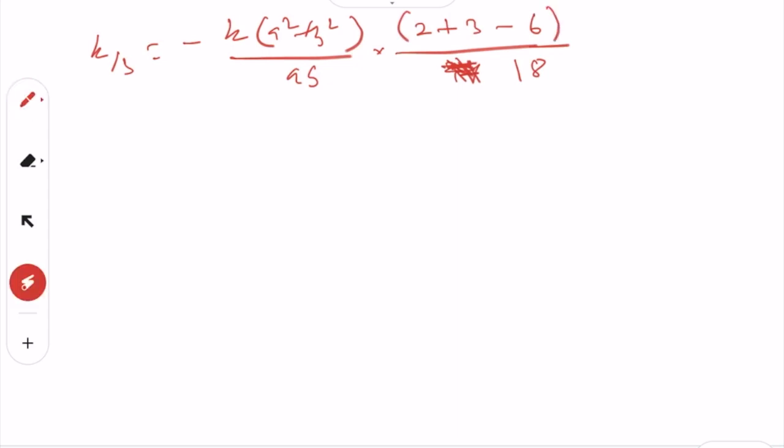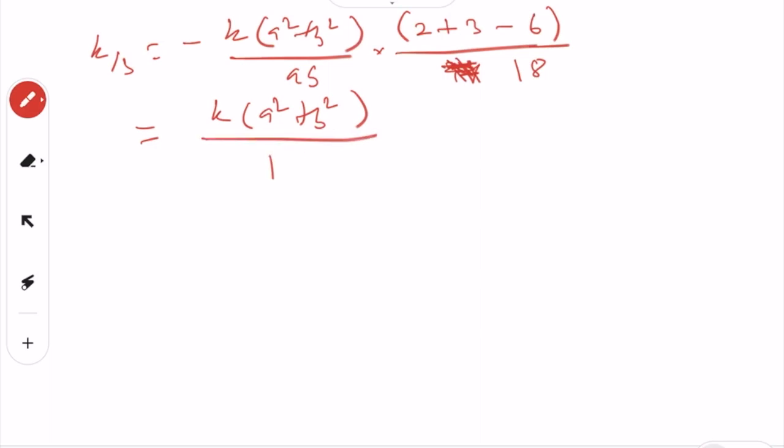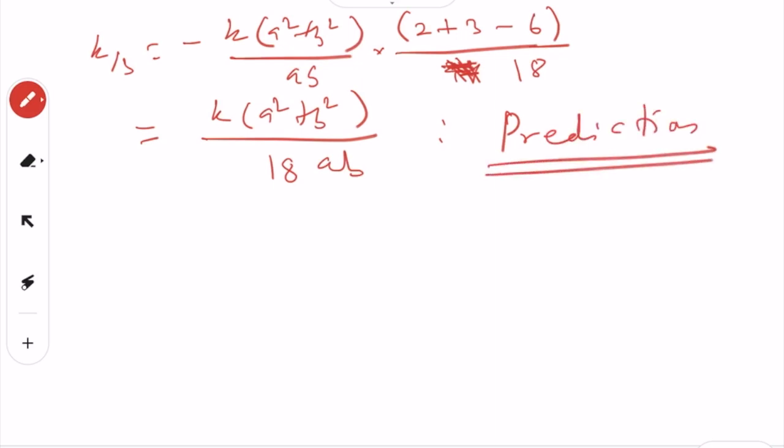So we get minus 1. So the value we should get is equal to minus minus, so we have minus minus plus, so K. So we get 1 over 18. So K A square plus B square over 18, maybe K A square plus B square over 18 AB. Okay, so this is the prediction. Now we have to see whether we are able to get the same value or not. If same value, then you know that what you have done is correct. It means the values of K11 and K12 are also correct.